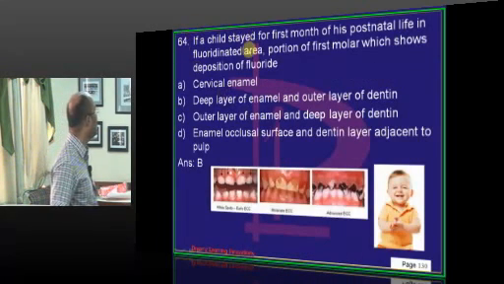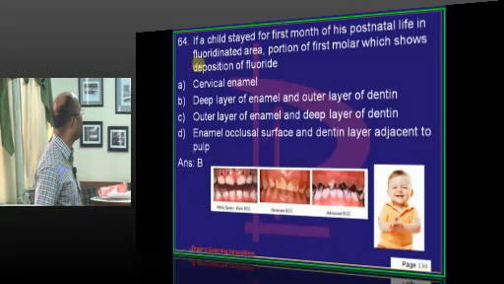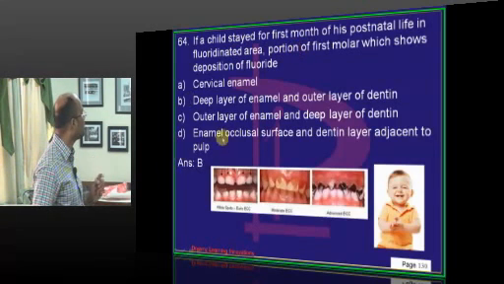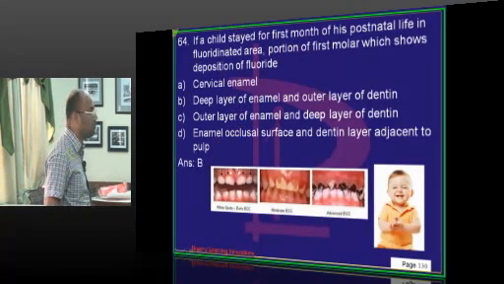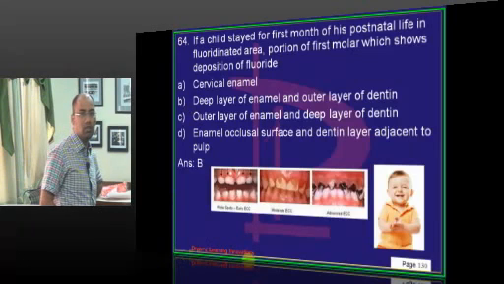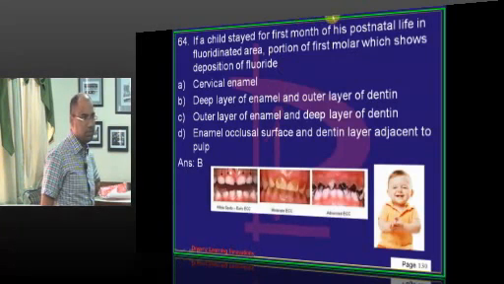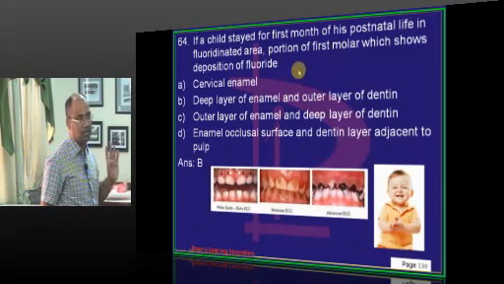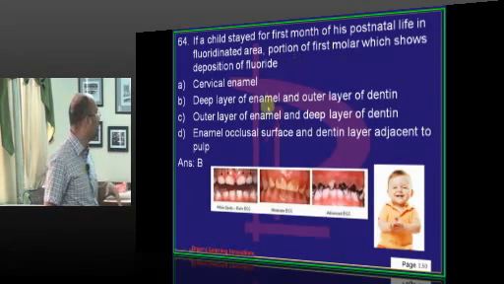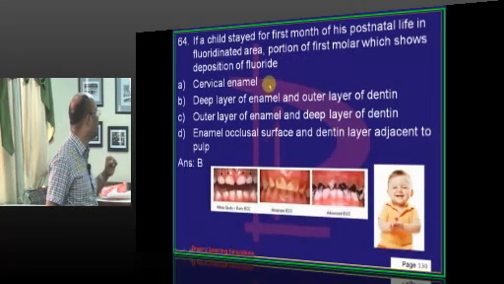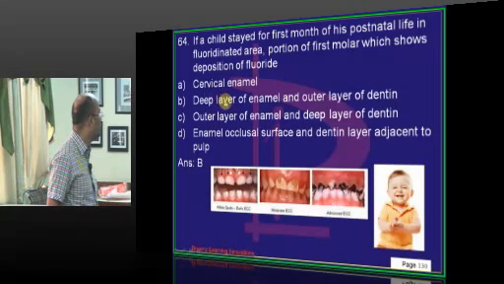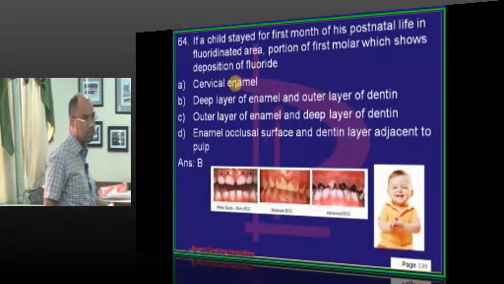If a child has stayed for the first month of his postnatal life in a fluorinated area, then which portion of the first molar will show deposition of the fluoride? See, you know at birth your first permanent molar is formed, isn't it? So basically there is enamel and dentin at the most. Which portion will you see fluoride in? Is it the outer layer or the deep layer? That is the confusion.